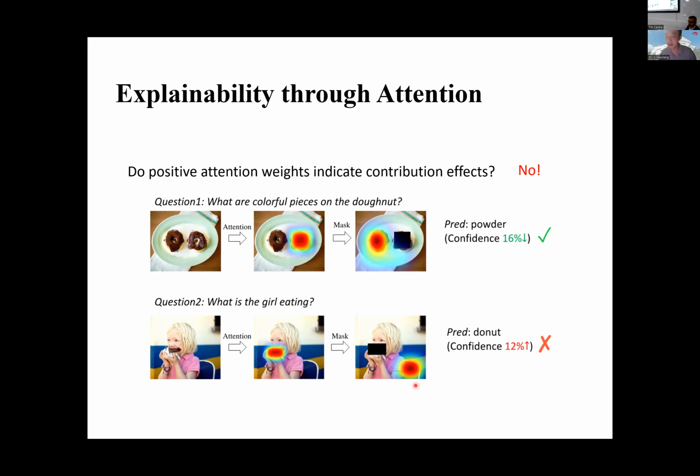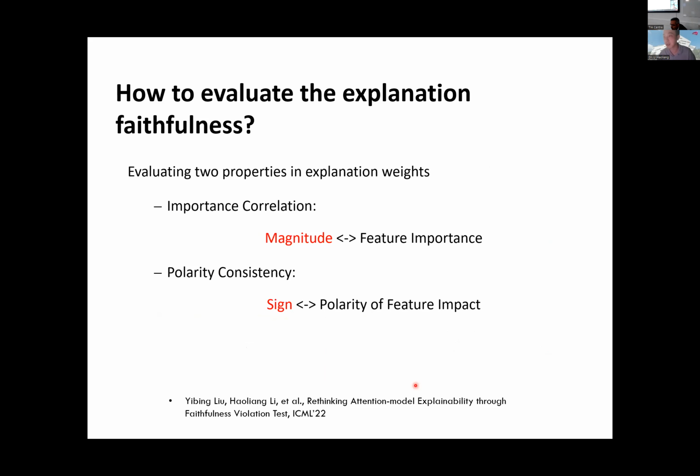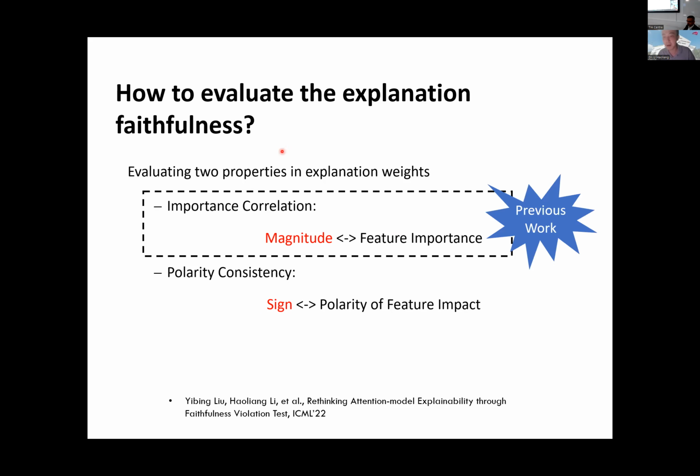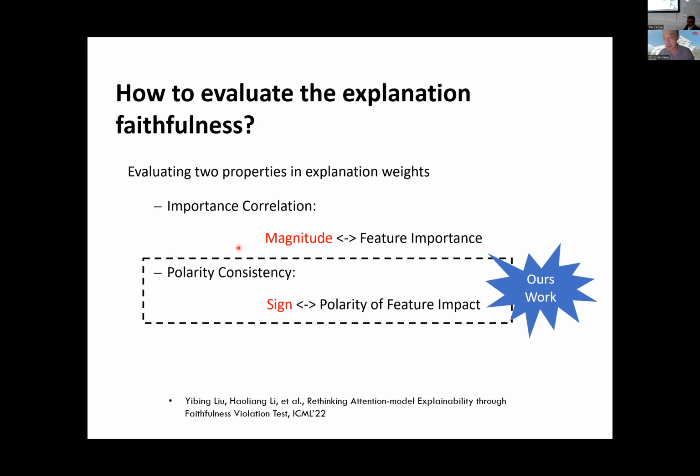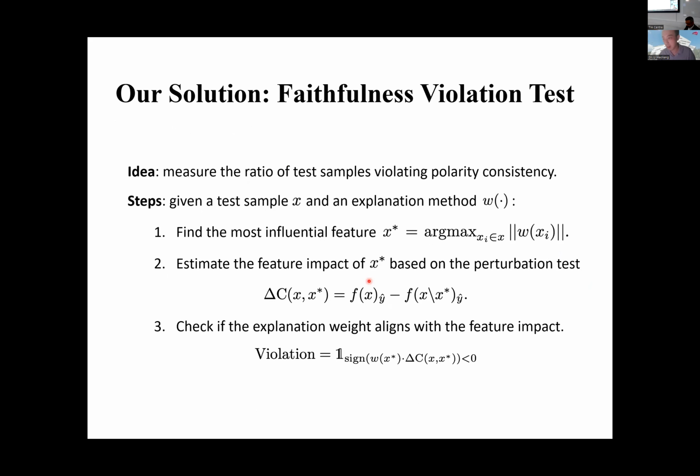This means that there are some limitations of existing explanation methods. The existing methods are based on importance correlation, examining the magnitude of the attention weight. But we want to argue that the polarity, the sign, is also important, which has been largely ignored in previous methods. So we propose a faithfulness violation test. The idea is to measure the ratio of test samples violating polarity consistency.